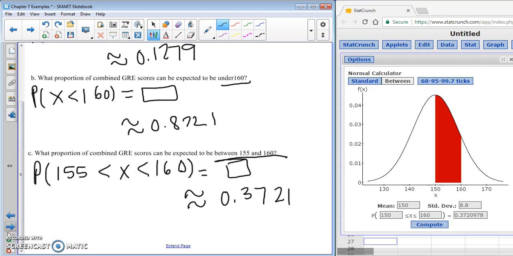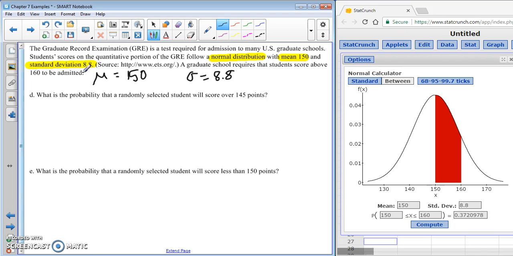All right, so very similar to what we were doing before. So this portion here, we want to know the probability that a randomly selected student will score over 145 points. So we're looking for the probability that X is greater than 145. So maybe pause the video, see if you can get it, and then do the same thing for part E. Try to write out the statement on your own, pause it, and then come back and check and see if you've got it.